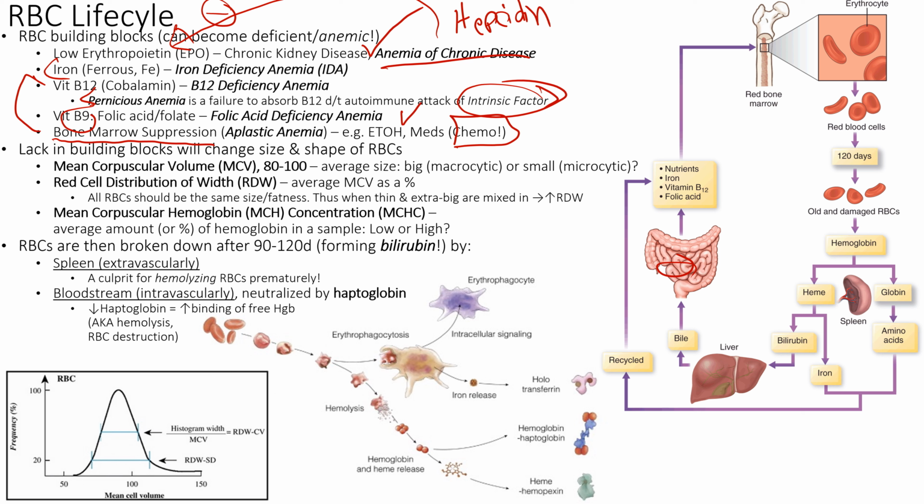Okay, so you might not have the building blocks, so this will change the shape and size of your RBCs. So you can change what's called the mean corpuscular volume. Our corpuscle is our RBC, right? That's our corpuscle right there. And that can get bigger or smaller, depending on whether we have B12 deficiency or iron deficiency or B9 deficiency, right? So we'll point that out. They can either be big, macrocytic, or small, microcytic. Cytic meaning cell, right?